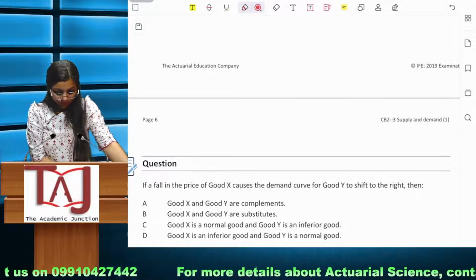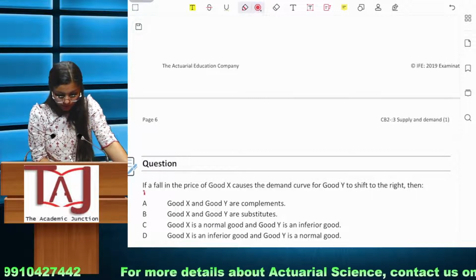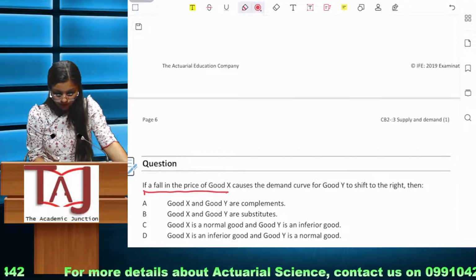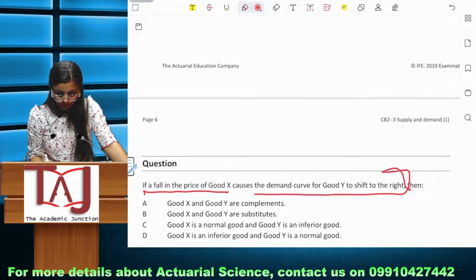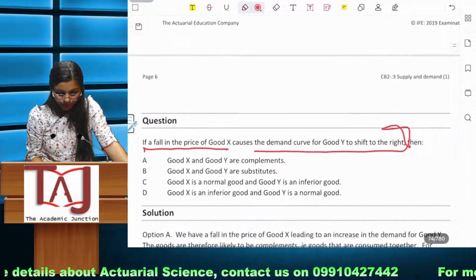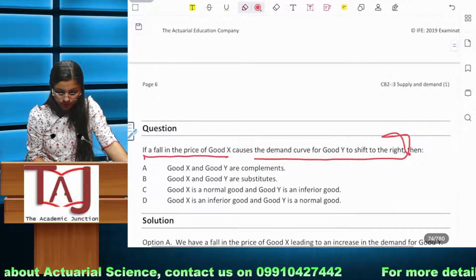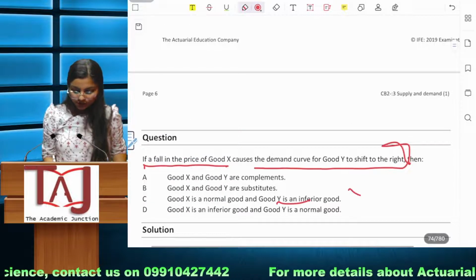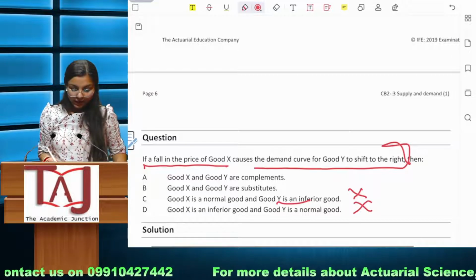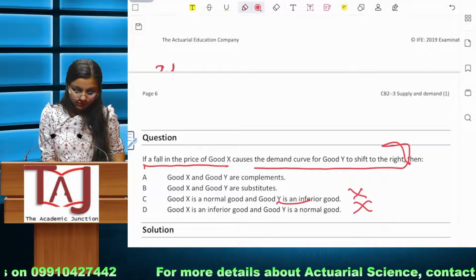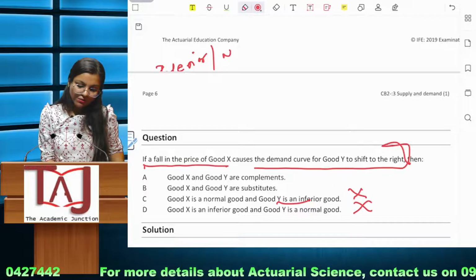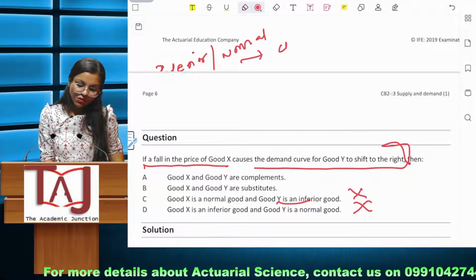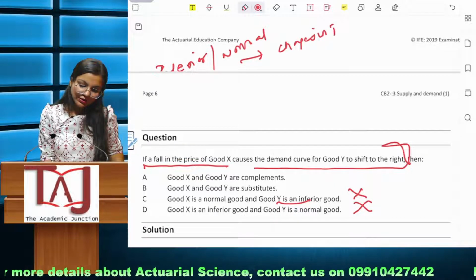Question is, if a fall in the price of good X causes the demand for good Y to shift to right, then X and Y are complements, X and Y are substitutes, X is a normal good, Y is an inferior, X is an inferior, Y is a normal. Now see, C cannot be, D cannot be. Why? Because inferior or normal is only because of changes in income.